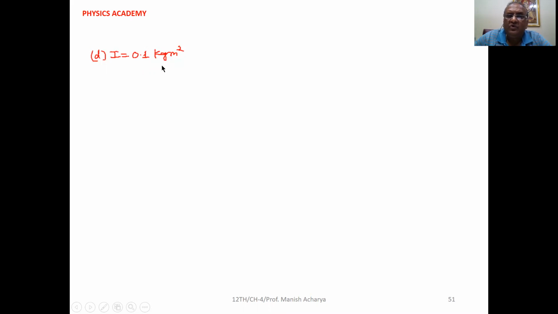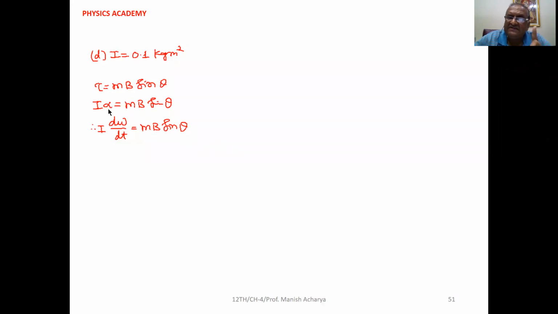Now the moment of inertia is given to you, 0.1 kilogram meter square. Now torque tau is mB sine theta. Here we have to calculate the angular speed gained by it when it is rotated by 90 degree. Now see, torque tau is equal to I alpha. I is moment of inertia, and alpha is angular acceleration, which is d omega by dt. So I d omega by dt is mB sine theta.